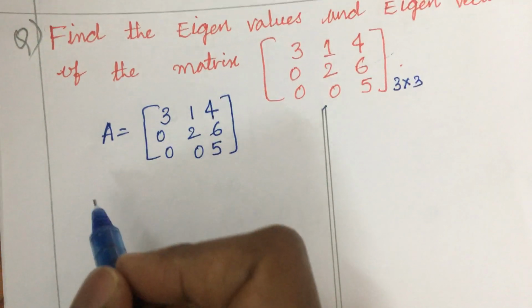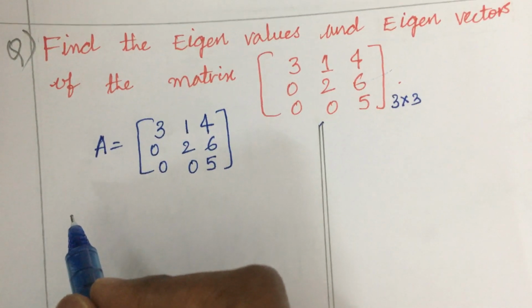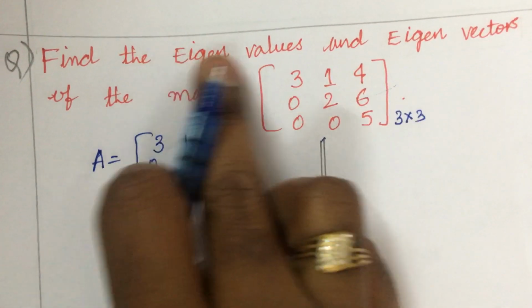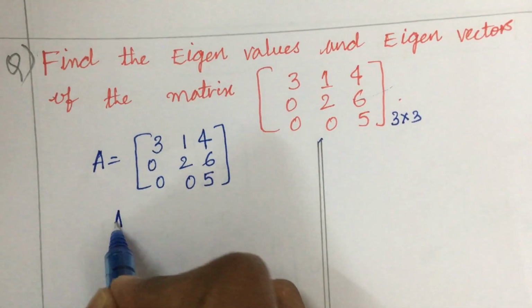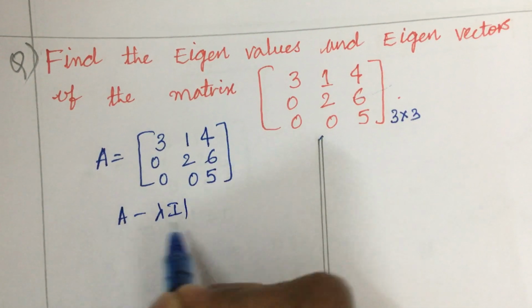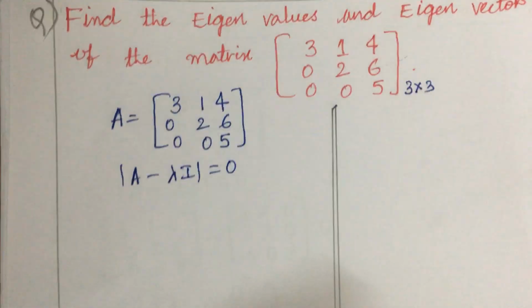In order to work out the characteristic equation, from which we are supposed to work out the roots of the matrix so that we get the eigenvalues, it is given as A minus lambda I equals 0, as I hope you all know.